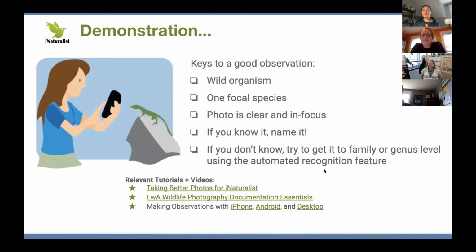There are a bunch of tutorials here that you can follow. iNaturalist itself has a little video about how to take better pictures. Us at IWA, because we do a lot of observation for research and for citizen science, we have an essential guide about how to photograph different species or different taxa. And that's it for this slide.